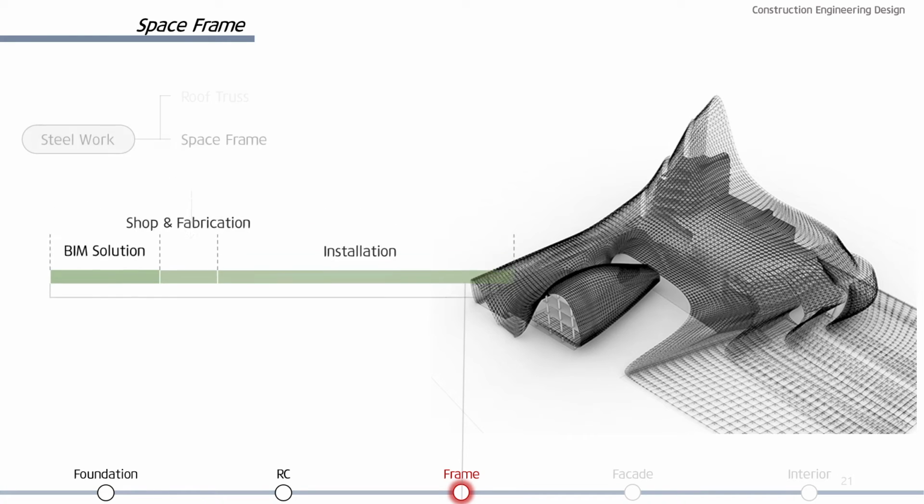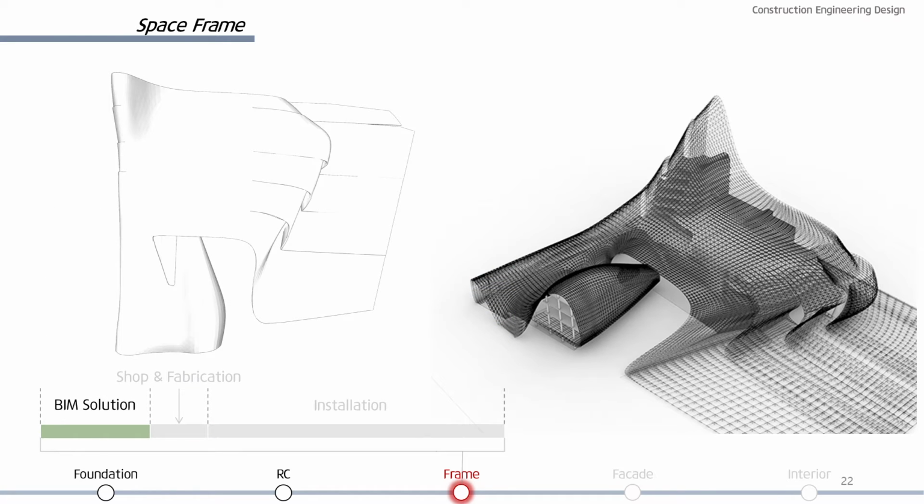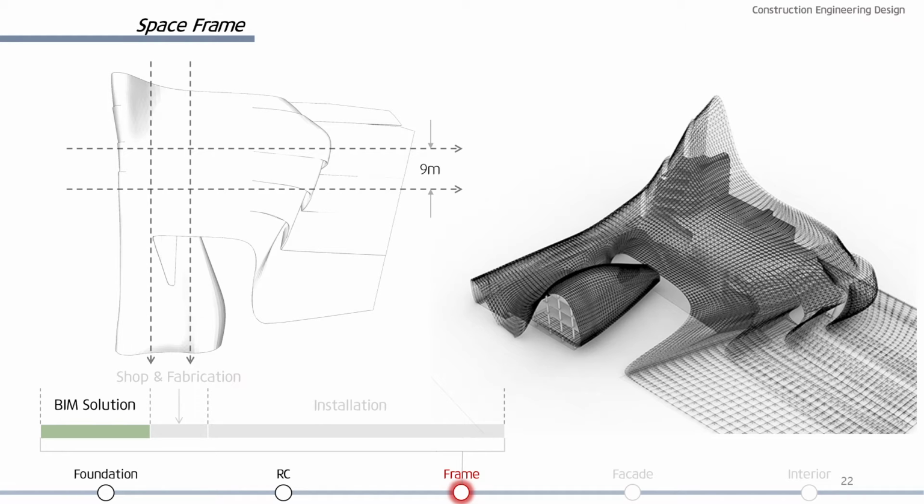Here, we will briefly introduce how to divide the space frame grid with BIM. First, 9-meter offset grid lines are drawn in the X and Y axes. Each intersection of the grid represents a node, where the two members of the frame will meet.